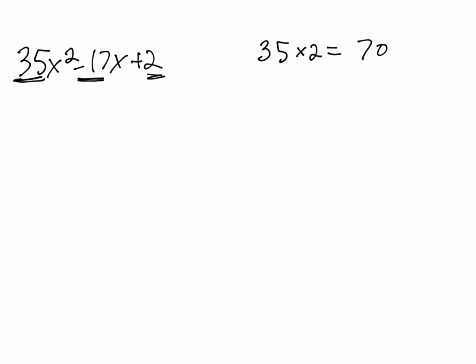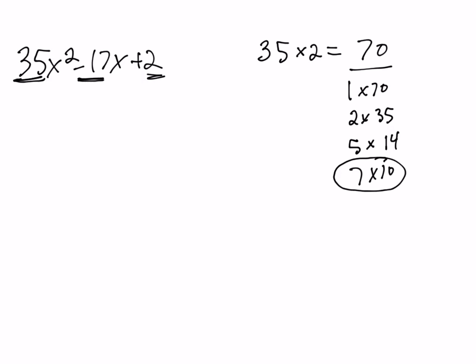And then we want to say what two values multiply to 70 that add up to negative 17. Now what we're going to do is just list the factors of 70. 1 times 70, 2 times 35, 3 doesn't go in there, 4, 5, so 5 times 14, 6, 7 times 10, and then 8 and 9 don't go in there. So 7 times 10 multiplies to 70. If I make both of those negative, that's going to add up to negative 17.